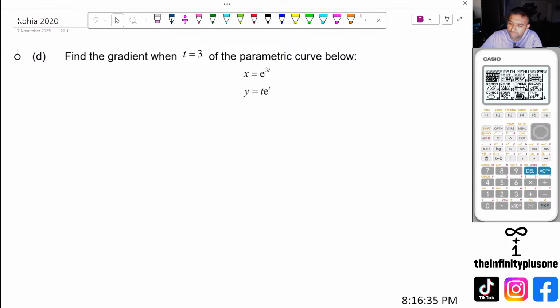And level 3, I think you have 3 externals. I'm wondering, can you guys see that? Yes, you can see that. By the way, if you can't see that properly, that's x equals e to the power of 3t and y equals t e to the power of t.